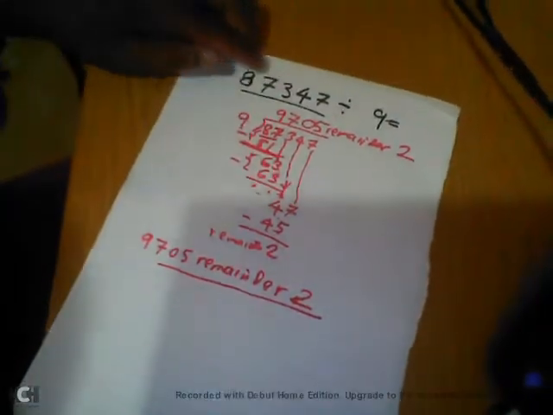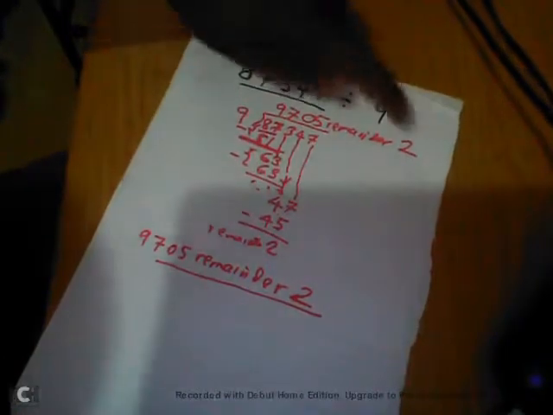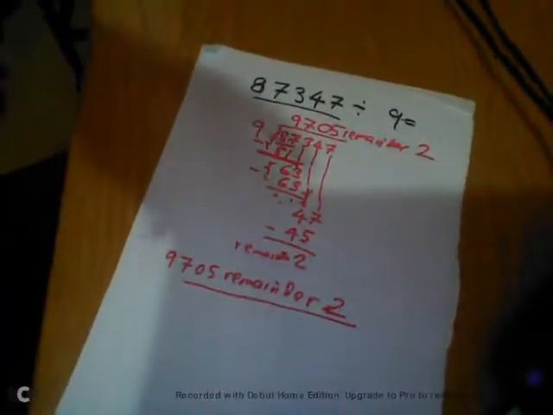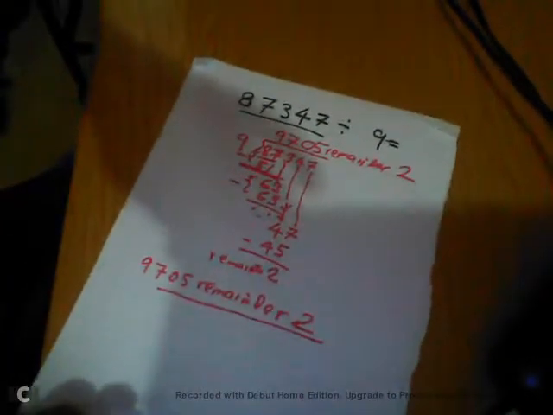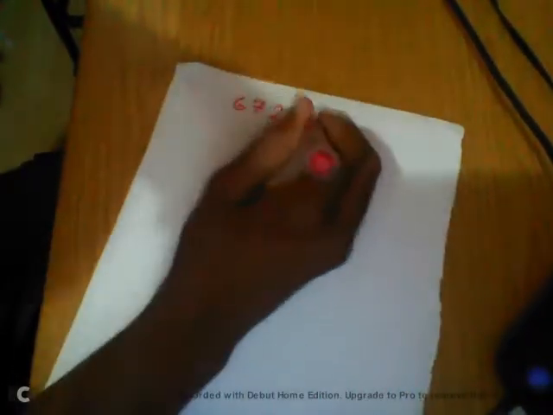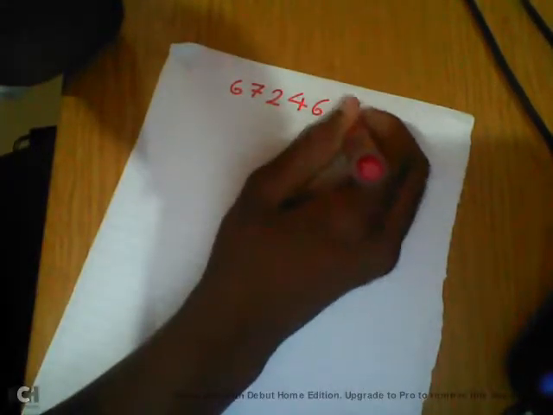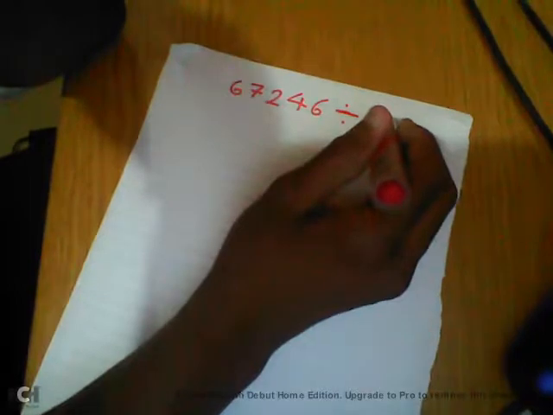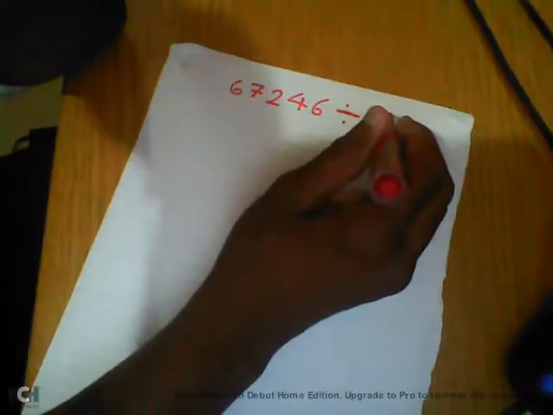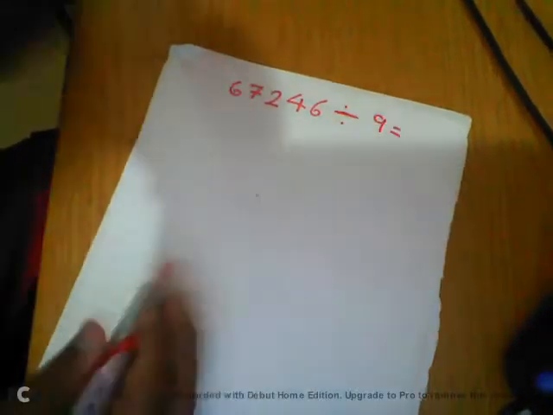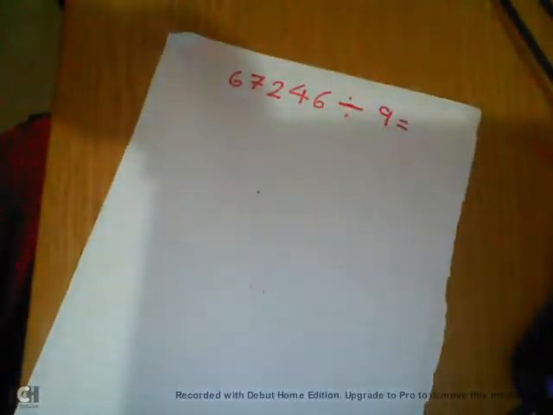If you take 67,246 divided by 9, let's check out the example. Okay, so you have 6, 7, 2, 4, 6 divided by, let's say 9. So let's write this in the long division method.